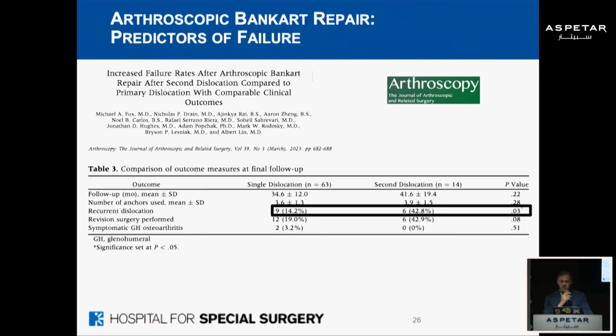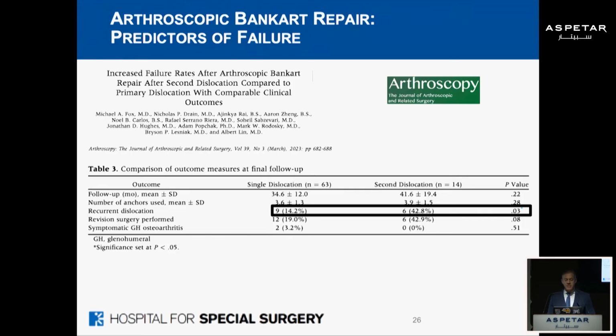Other studies have also looked to try to figure out who's going to fail, because that's really the issue. Who's going to fail, because that's the group that we're going to have to do more for. And this looked at recurrent dislocations. It was a study of 77 patients undergoing arthroscopic Bankart repair. 63 were stabilized after their first dislocation and 14 after 2 dislocations. At 3-year follow-up, they looked at the rate of recurrent dislocation.